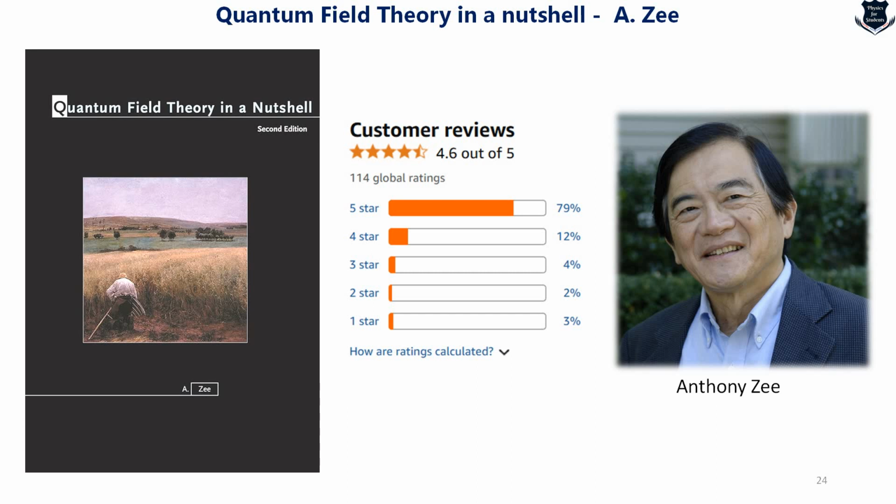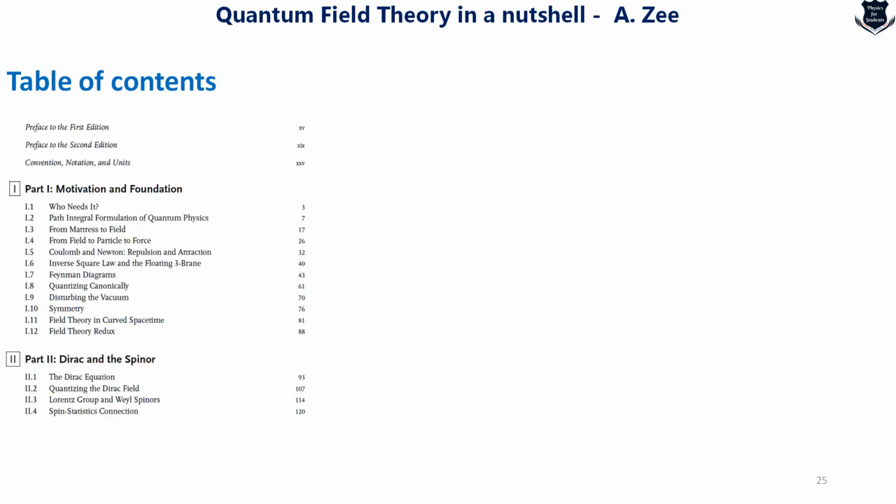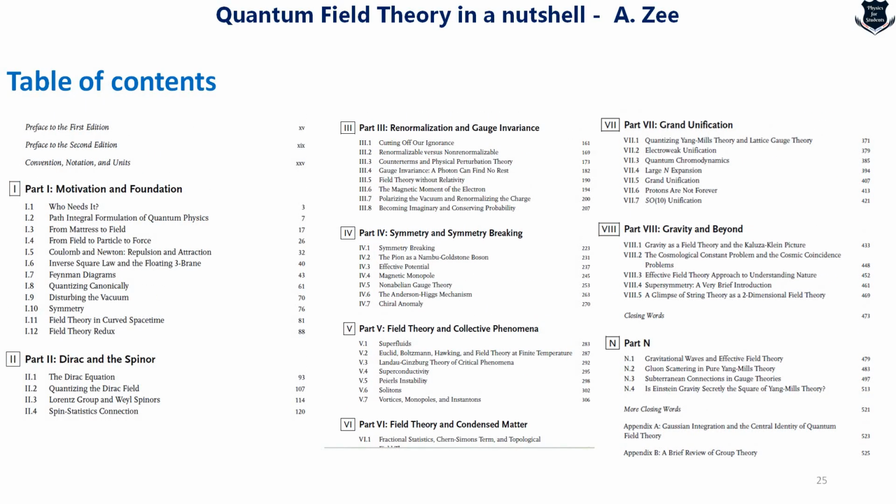So this is the Amazon rating, and this is the photograph of the famous Professor Anthony Z. Now the table of contents, here you can put a pause and look in that. So it is around 500 plus pages, very dense and intense book. Starts with the motivation, moves directly into Dirac and the spinor, renormalization, and so on.